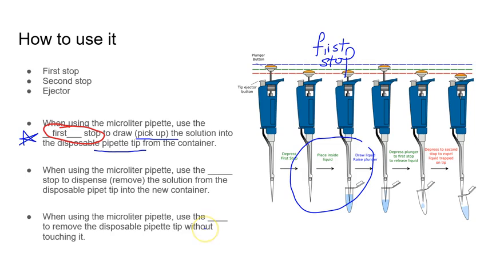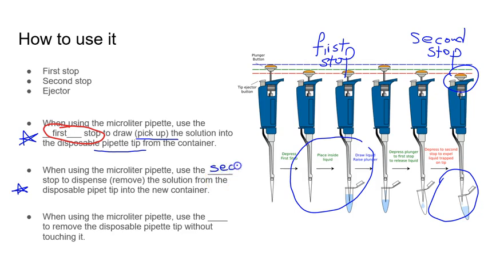And then when we are going to dispose the solution from the pipette tip into the new container, we are going to use the second stop. So second stop, when we are going to remove the solution from the pipette tip into the new container. So make sure you know the second stop and first stop. And then when you're using the microliter pipette, to remove the pipette tip without touching it, we use the ejector.